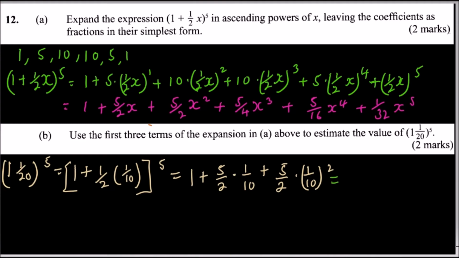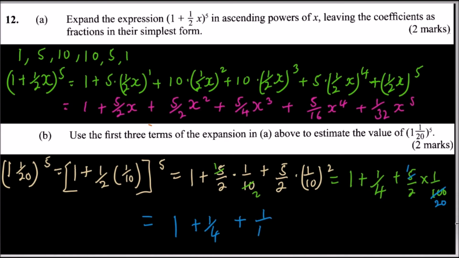So this is equals to 1, then plus. We can simplify here by 5, 2 by 5 is 1, so that will give us a quarter. Here we say it is 5 over 2, we multiply by 1 over 100, and we can simplify that by 5 is 1, by 5 is 20. So this means that this is 1 plus 1 over 4, and the last term will be 1 over 40.